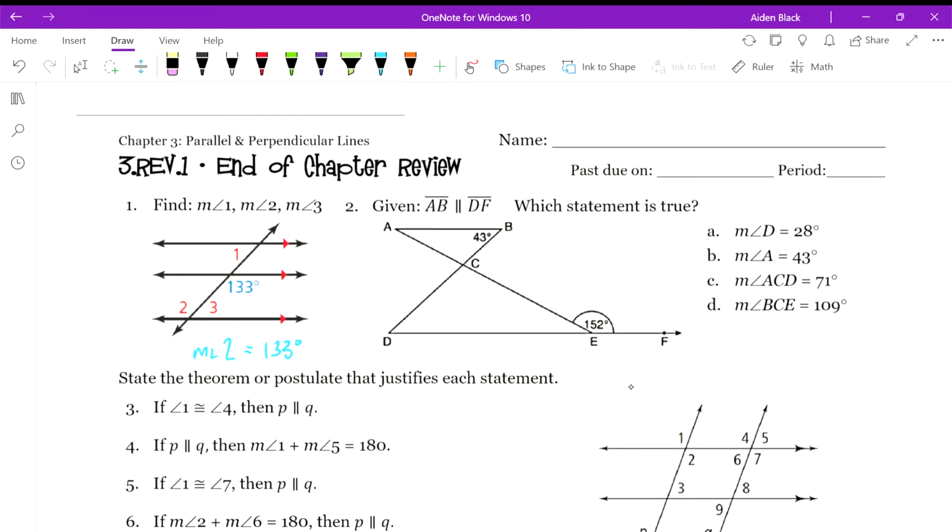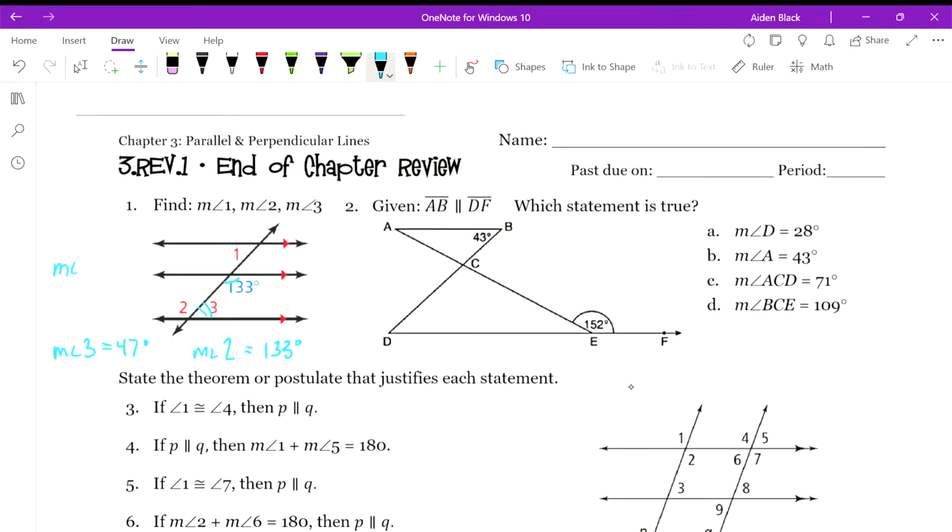And then if we look at the angle 133 and angle 3, the measure of angle 3, we know it's supplementary to the 133 degree angle because they're same side interior supplementary. So this should be 47.